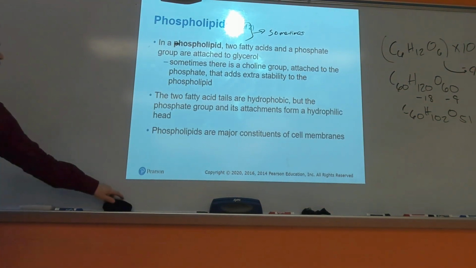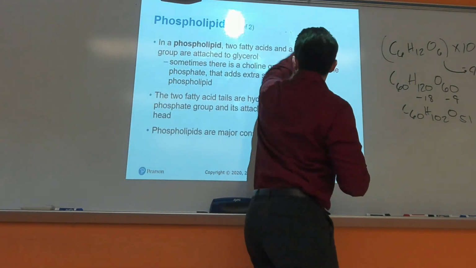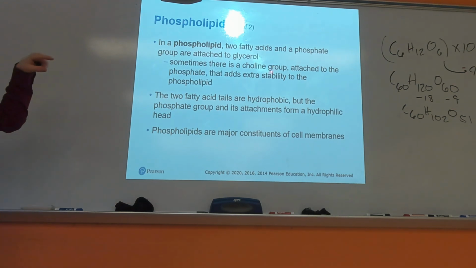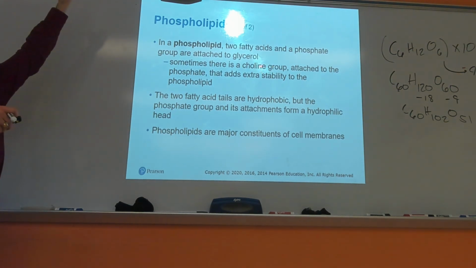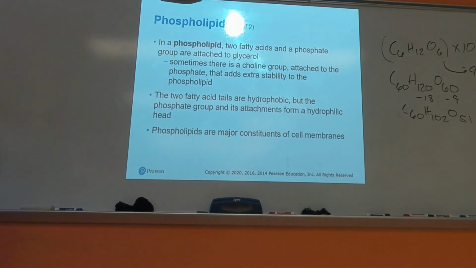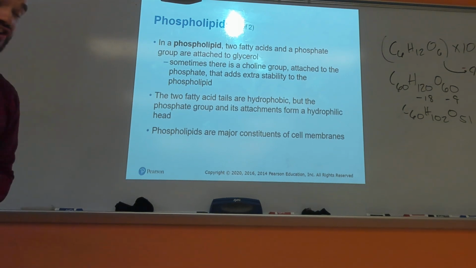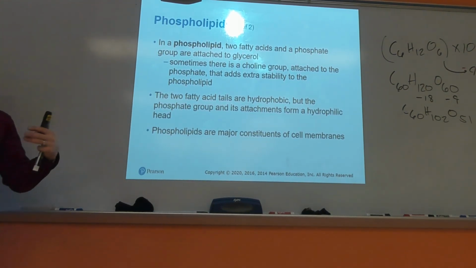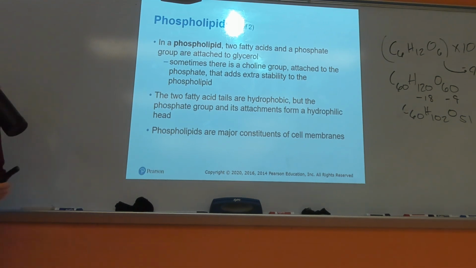Cool. Okay, let me make sure I said everything here. What I didn't mention is that choline group that's sometimes attached at the very end. That gives a little extra stability to the phospholipid. Not as important, but it is technically a thing. Make sure you know the hydrophilic, hydrophobic parts and where they point. Be able to draw a phospholipid bilayer. And the phospholipid again is 2 fatty acids, not the 3 like the triglycerides.